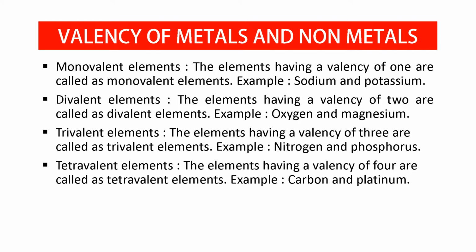You know very well they lose one electron. Divalent, oxygen and magnesium because their valency is 2. Trivalent, nitrogen and phosphorus. And tetravalent, carbon and platinum. So these are the examples of monovalent, divalent, trivalent and tetravalent.